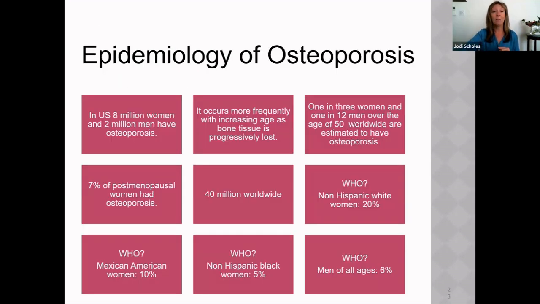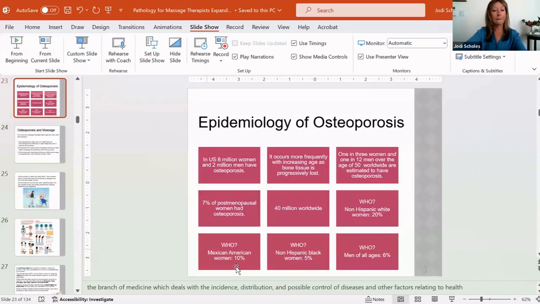But let's take a look at the epidemiology of osteoporosis. And what the heck is epidemiology? I wrote it down so I wouldn't forget. Epidemiology is the branch of medicine that deals with the incidence, distribution, and possible control of diseases and other factors relating to health. So, technically, epidemiology is the study of pathology, the epidemiology of osteoporosis.